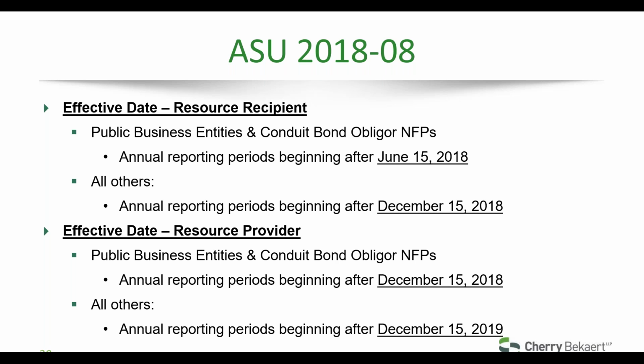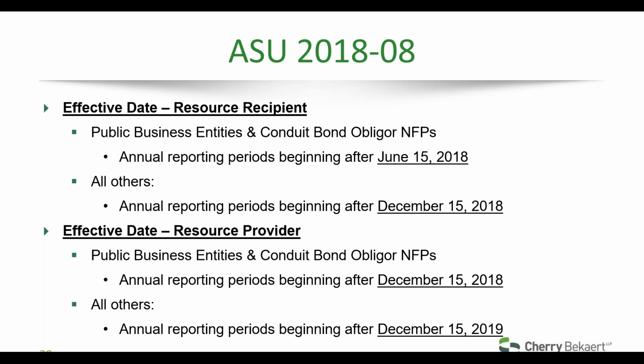If you are not a public business entity and you are 1231, that standard is effective for you on January 1st of 2019, which means it's now. So the only ones that have until June 30, 2019 is if you are not for profit and you are not classified as a public business entity. And if you are a provider, you can see the dates are 1 year out.